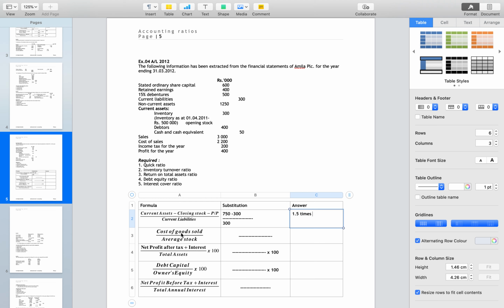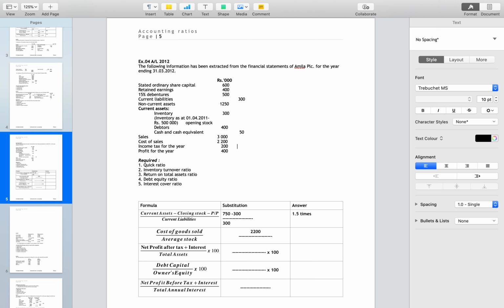Next one, inventory turnover ratio. Again when you look at the formula sheet, this is the formula for inventory turnover. Number 1, cost of goods sold. Remember, cost of goods sold means they are simply asking for cost of sales. When you look at the data given for you, as you can see, cost of sale is 2200, so you go and mark that one, 2200. Then average stock, so I'll mark it over here.